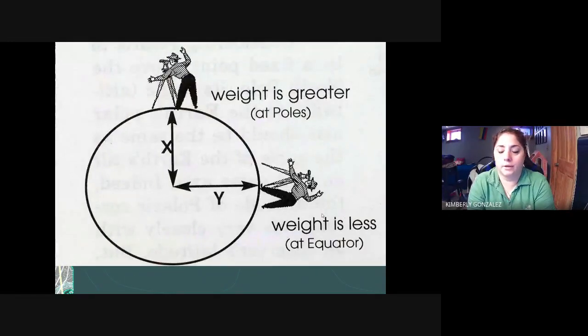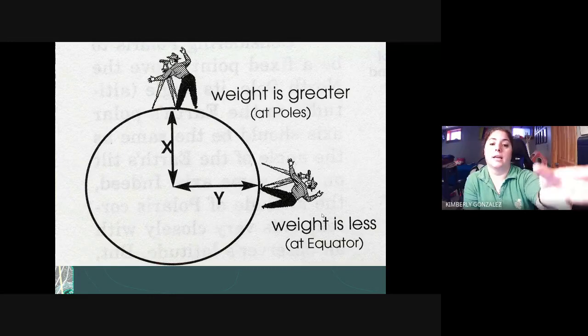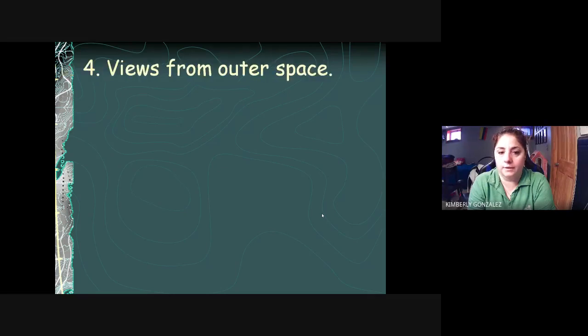Okay. So here's just a little summary of it, right? At the equator, you're going to weigh less. At the poles, you're going to weigh more, right? Because we didn't change anything. Like if you look at this picture, the guy who's standing there is in the exact same position. He's looking through the little whatever that is, and everything is exactly the same. The only thing we did was change the location. Either he was at the poles or at the equator. So the further away you are, the less you weigh.